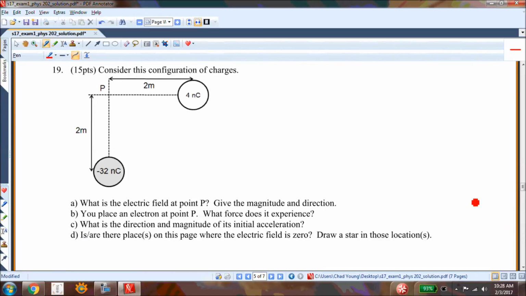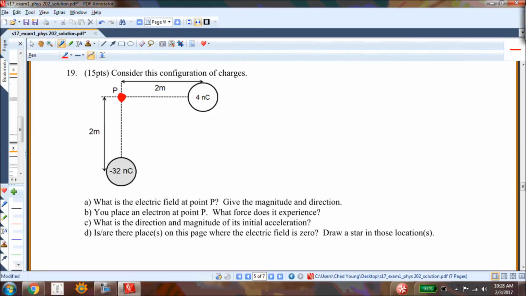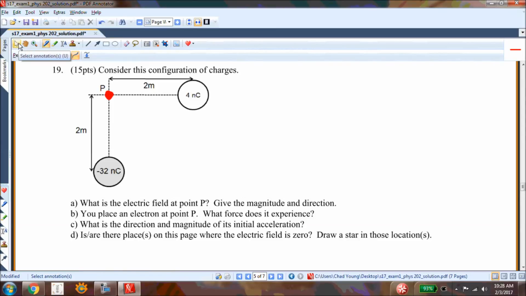What is the electric field at point P? Let's first just draw our vectors. Our vector due to the 4 nanocoulomb charge is in this direction. Vector due to the 32 nanocoulomb charge is in that direction. Let me redraw that so it will be more to scale, because I've got a bigger charge. It should actually be about an 8th. Now let's calculate. I'll call this E2, and I'll call this E1. Let's calculate what those are.